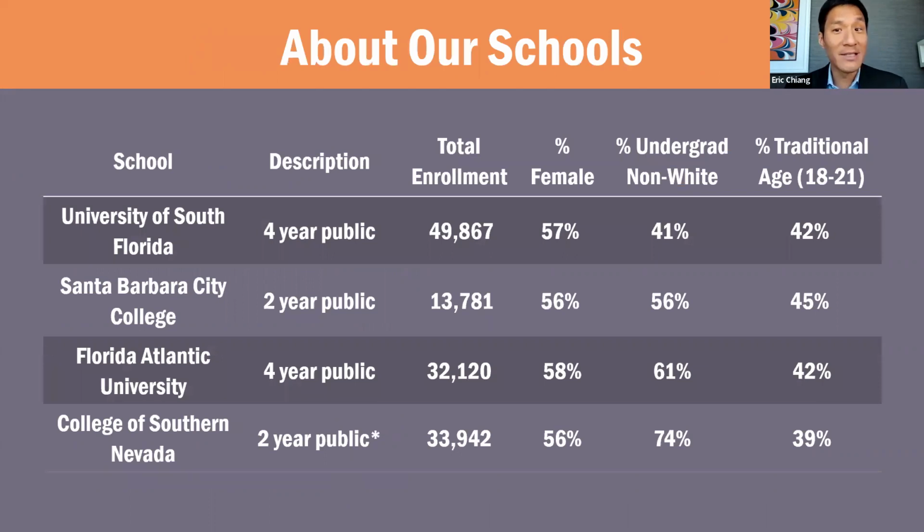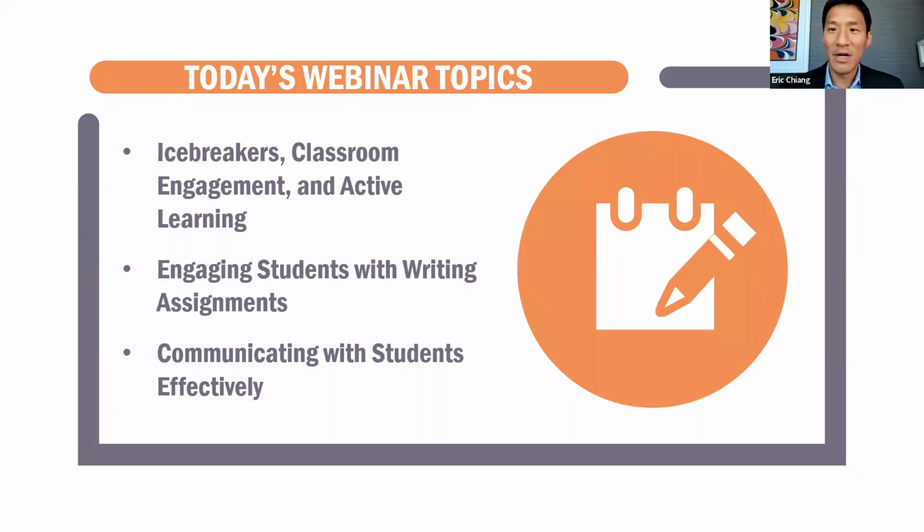Our schools share many similarities, such as a very high rate of diversity and a large percentage of non-traditional age students. But the biggest differences are that our 2-year class sizes are much smaller, and the majority of 2-year students work full-time. So we've broken down this webinar into 3 topics, which are icebreakers in classroom engagement, engaging students with writing assignments, and communicating with students effectively. So Eric and I will both present for a few minutes on each topic, contrasting some of the techniques we use in a 2-year versus a 4-year setting.